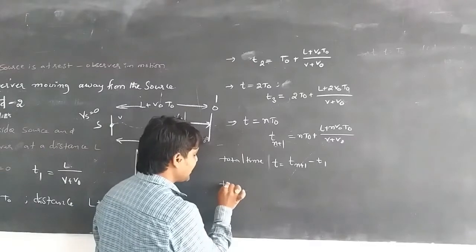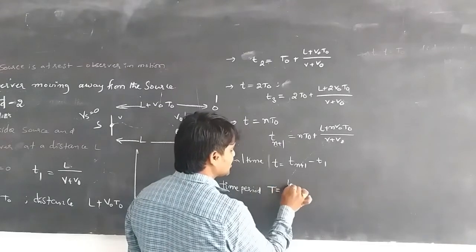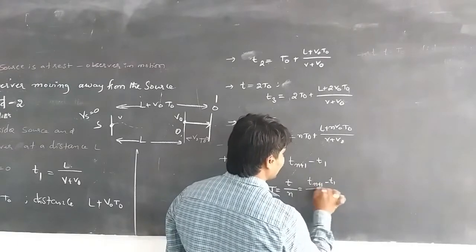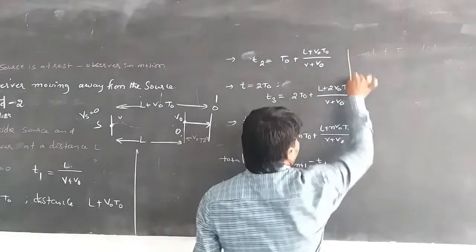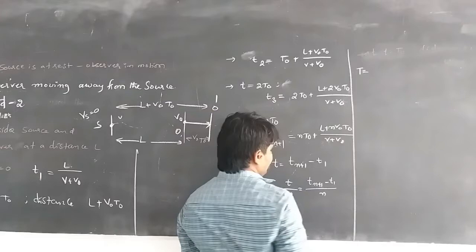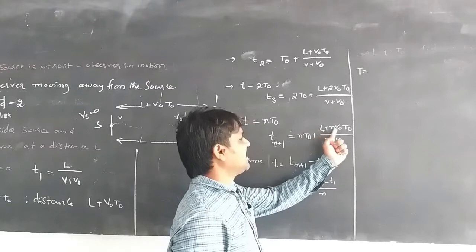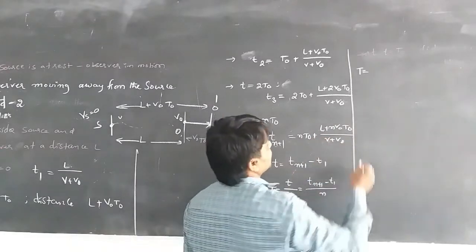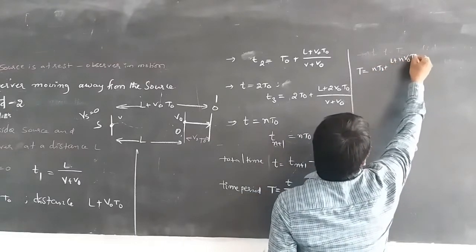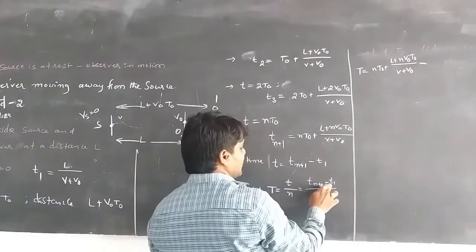Then the time period, capital T, is equal to small t by n, that is Tn plus 1 minus T1 by n. Then the time period T is equal to, what is Tn plus 1? Tn plus 1 means n T0 plus L plus n V0 T0 by V plus V0, minus what is T1?